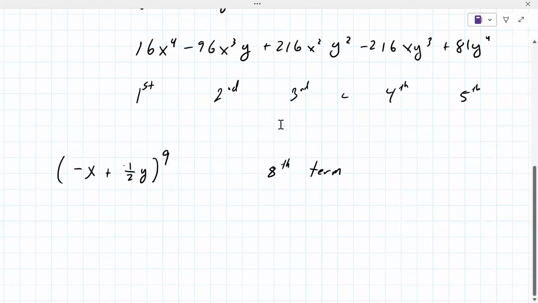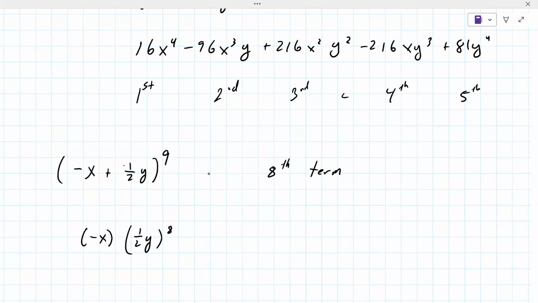What you want to do is ask, well, what's the 8th term? Well, the 8th term is minus x to the 8th. Sorry, not 8th. Sorry. 1/2 y to the 8th. Okay, minus x to the 1, and then grab the coefficient.